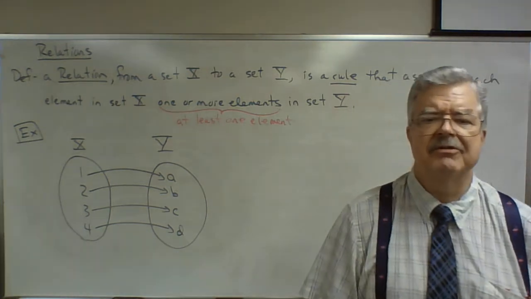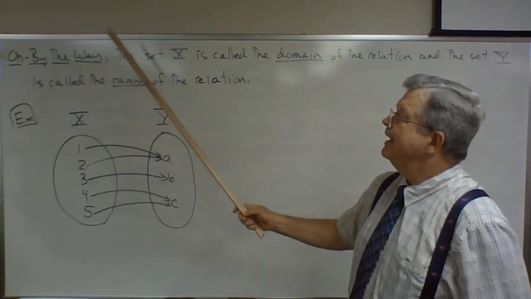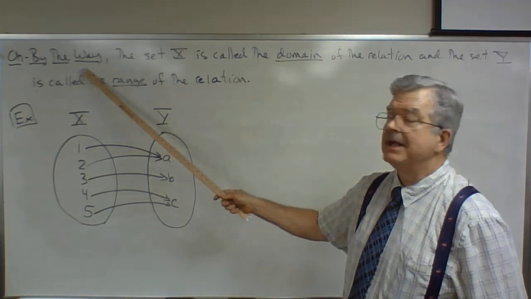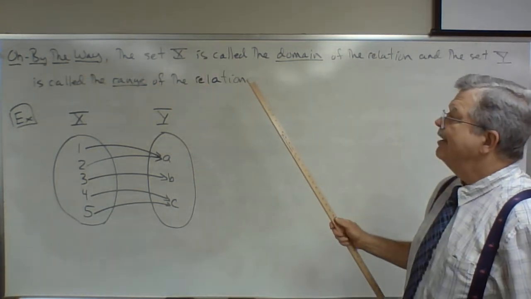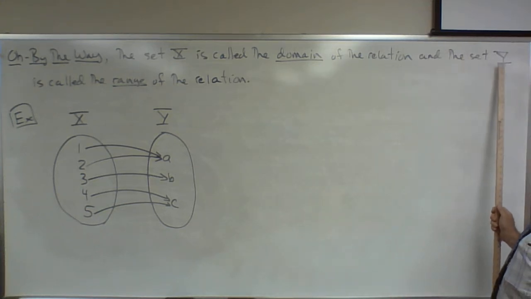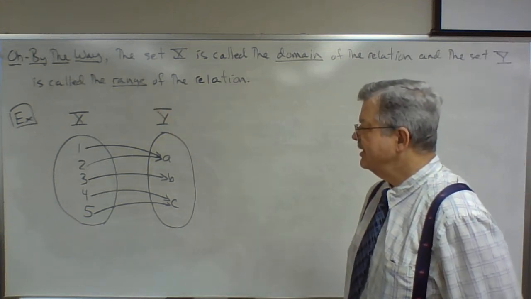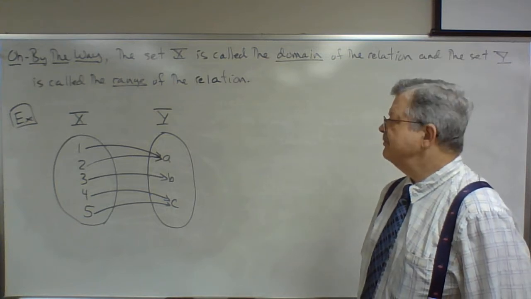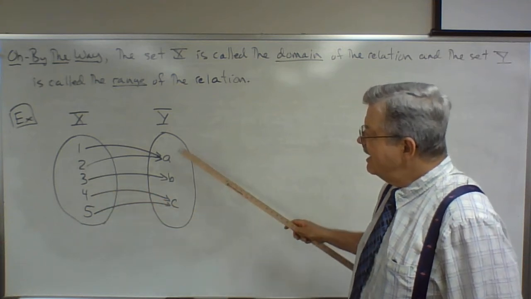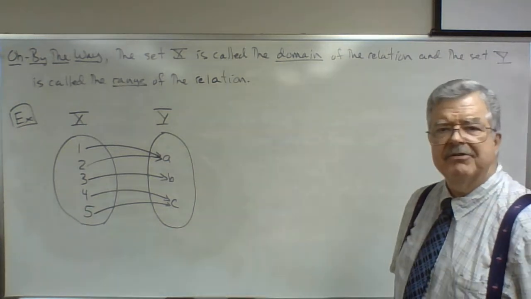Let's look at more examples. Oh, by the way, the set x of a relation is called the domain of the relation, and the set y is called the range of the relation. So a relation assigns to every element in the domain at least one element from the range. Let's see if that happens here.